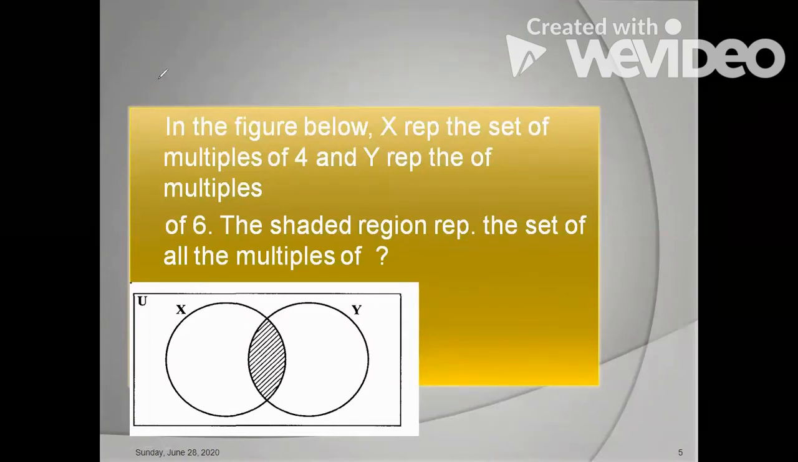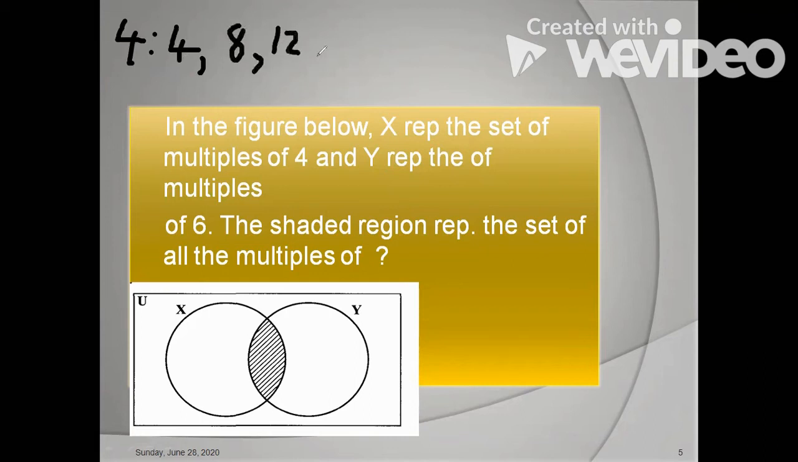So the multiples of 4, let's start with 4, so we have 4, 8, 12, 16, 20, 24, 28.